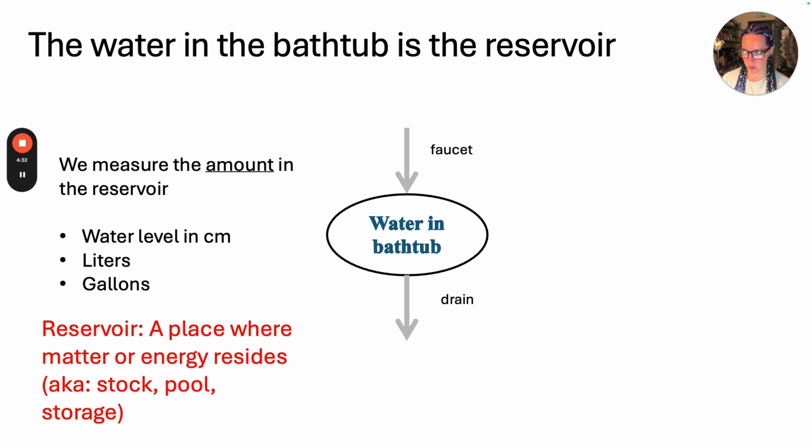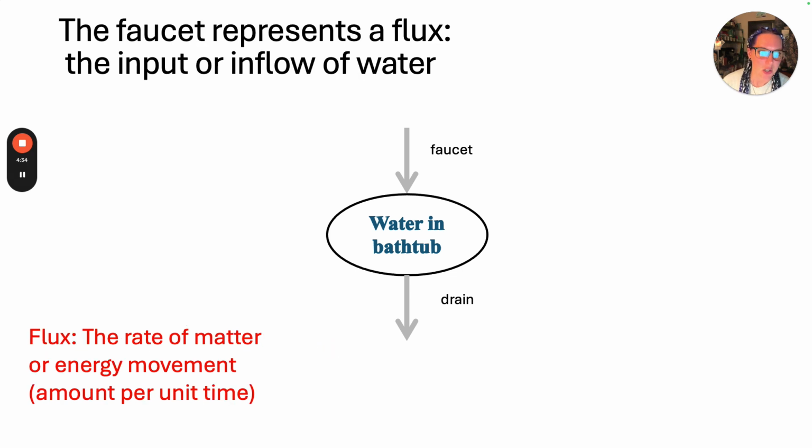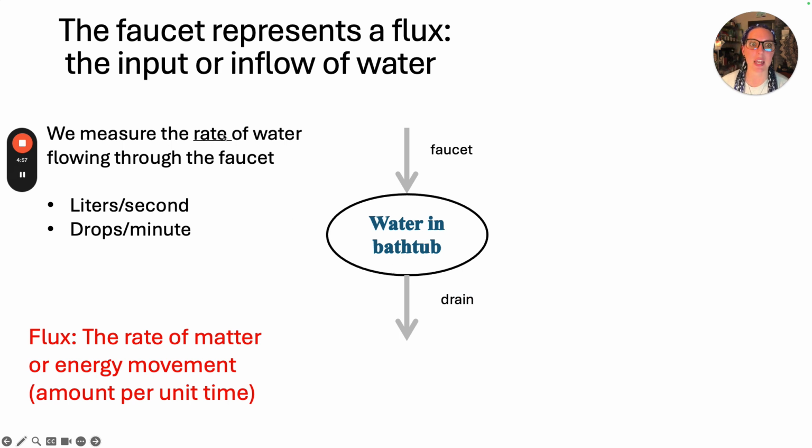The next term we're going to introduce is flux. Flux is defined as the rate of matter or energy movement, usually described as an amount per unit time. How much water is coming in is an influx, versus how much water is leaving, which we would call an outflux. It's a rate, so how much water flows through the faucet you could describe in liters per second, or drops per minute if it's a very leaky faucet.